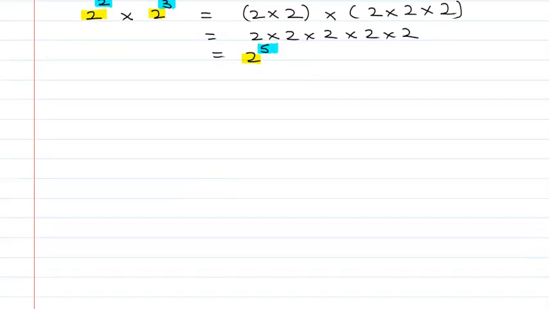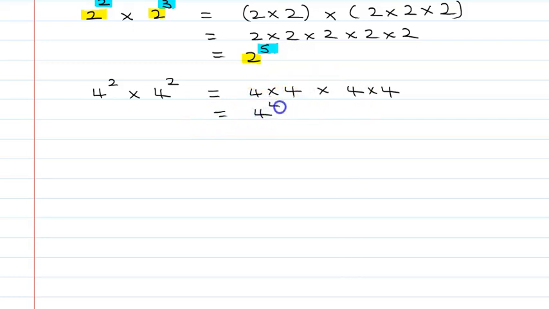Let's do another one. Let's do a different base. Let's do 4 squared multiplied by 4 squared again. Okay, now that has a base of 4. 4 squared is 4 times 4, and I'm multiplying it by 4 squared again, which is 4 times 4. So now let's simplify that in index form. That's 4 to the power 4. Let's look at the results. The base has to be the same. That's a given. Let's look at the powers. 2 and 2, and we get the answer 4.